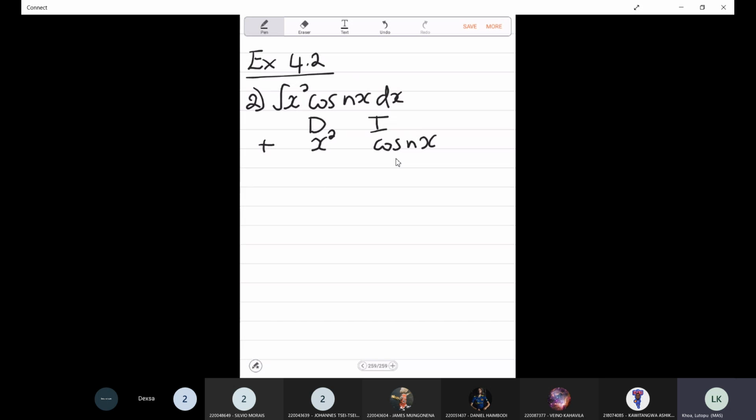Okay, but obviously we don't want to stop there. Differentiate x squared, we get 2x. And then we integrate cos nx. The integral of cos nx is sine, yeah, it's positive. It's sine nx, and then we divide by n. So this is sine nx divided by n.